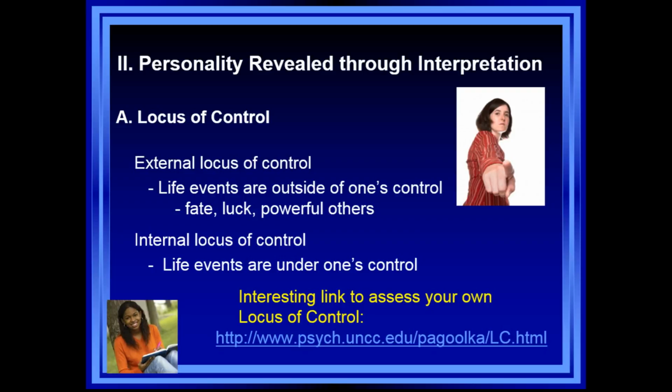And one way that we interpret the world is through what we call locus of control. So locus of control in general is just the tendency to believe that life events are or are not under our control. That's what locus of control means in general.